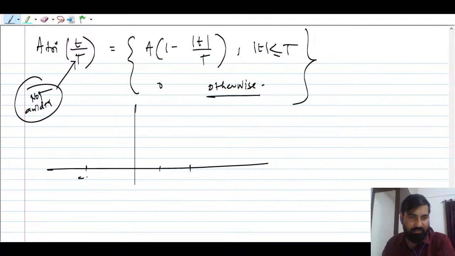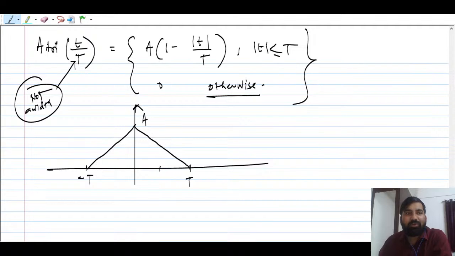I'm just writing like this. This is minus, this is t. Okay, so the situation will look like this. You see here at t equal to 0, it will be a. So always remember, whenever a tri(t/T) is given, you can quickly draw it like this.